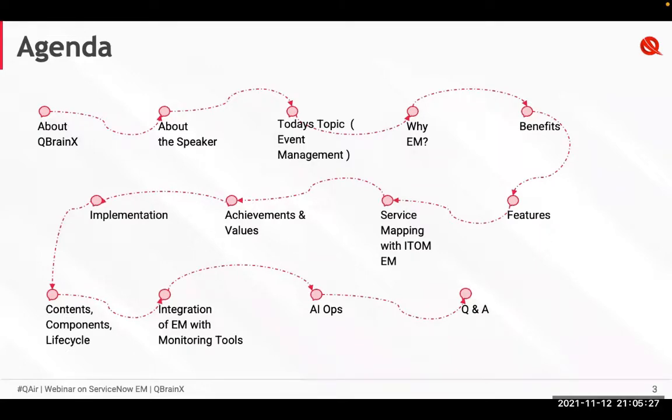On this point, we will talk a bit more about how an event management will be configured and connected with the other modules like discovery and service mapping, orchestration, and service management as well. I'll quickly give an overview about how we perform the implementation as a Kubernetes, and a life cycle of an alert or an event, how the event monitoring tools are going to integrate with the ServiceNow event management, and a couple of slides on AI operations, and then I'll open the floor for Q&A.